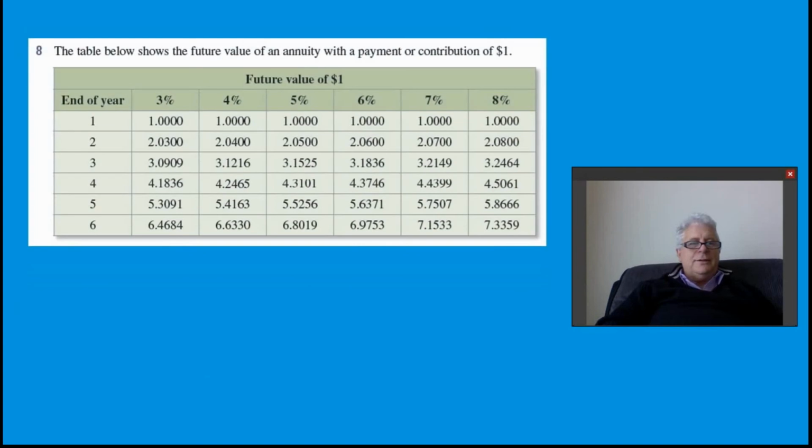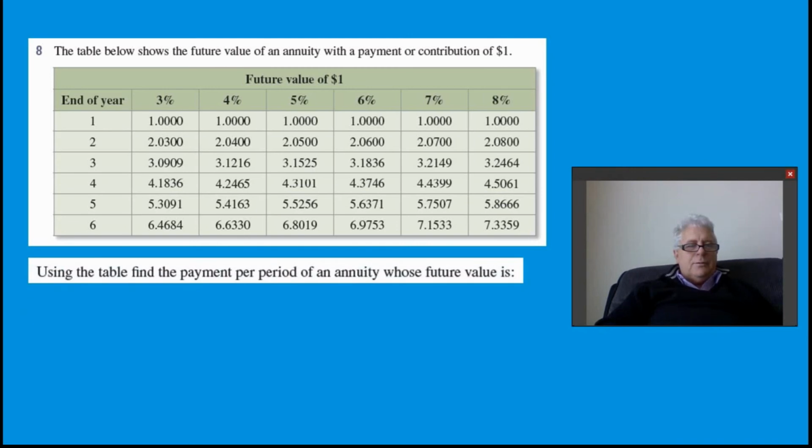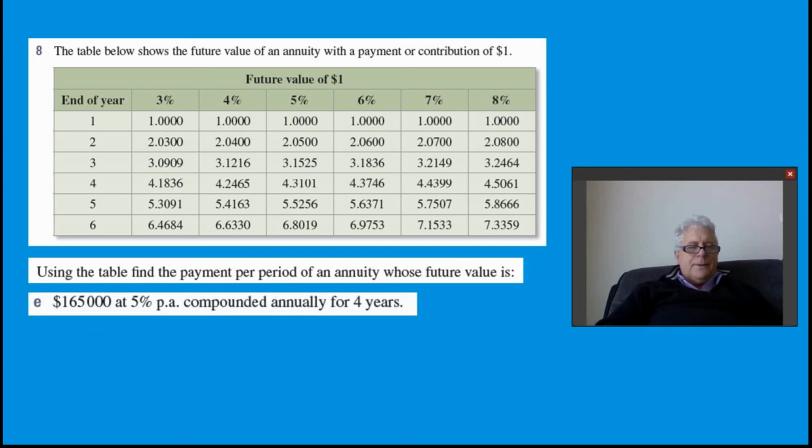Next is question 8. This one is a bit different, so we have to look carefully. Have the same sort of table. We have the percent columns and the end of year periods. Let's have a look at the question. Using the table, find a payment per period this time of an annuity whose future value is... So we've got the future value. We need to work backwards. Here's the question. It's $165,000, which is the future value, 5% per annum, compounded annually for 4 years.